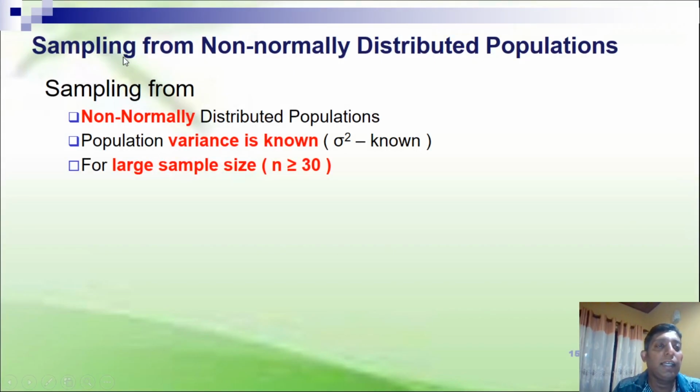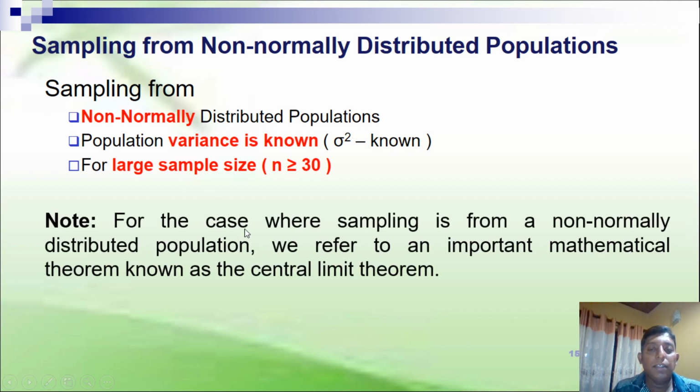Now see the second case. Earlier we discussed sampling from a normally distributed population with known variance. Now the conditions here are that we take a sample from a non-normally distributed population, but the population variance is known, and the other condition is a large sample, where the size is greater than or equal to 30. That means we don't know about the population from which we take a sample.